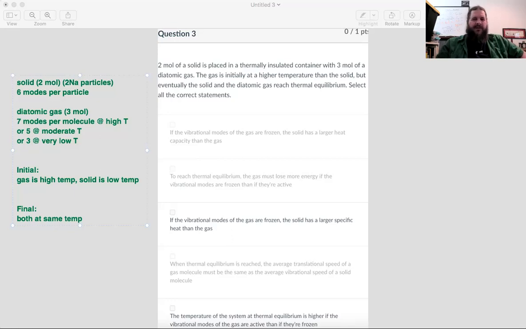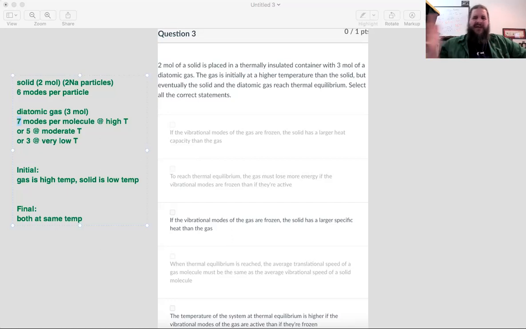Once it gets up to a more moderate temperature, like around room temperature or something, the molecules are also able to rotate. So you've got the 3 translational modes and 2 rotational modes for 5 total. And then if it gets very hot, there's enough energy per particle that the atoms can vibrate inside the molecule. And so you've also got the 2 rotational modes and 2 vibrational modes for 7 modes total per particle. So the number of modes per particle in this diatomic gas is going to vary depending on the temperature. And if you take a look at any one molecule, it's either 3 or 5 or 7. The in-between values don't happen.